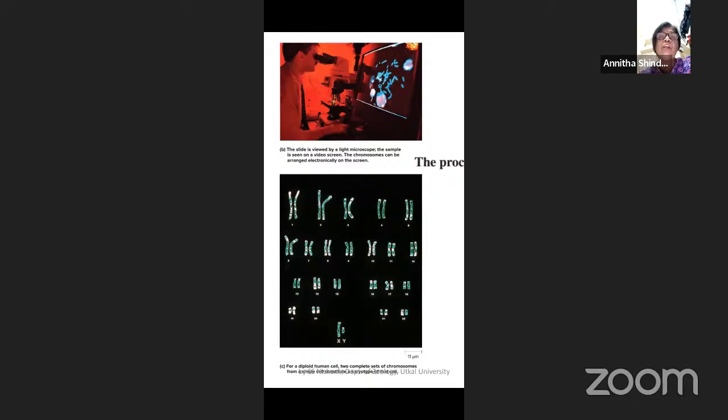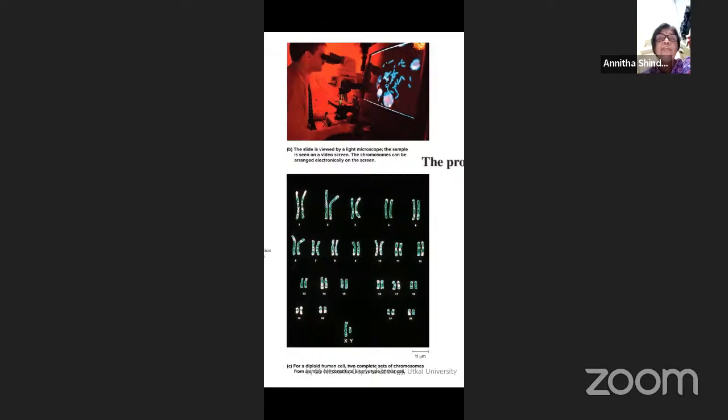With the light microscope, when you are visualizing, you observe like this. Then you have to take a picture, as I told you. After taking a picture, when you observe it, are they arranged? They are not arranged in a sequential manner. So you have to take the picture, cut the different chromosomes according to their size, then take another paper and paste them.